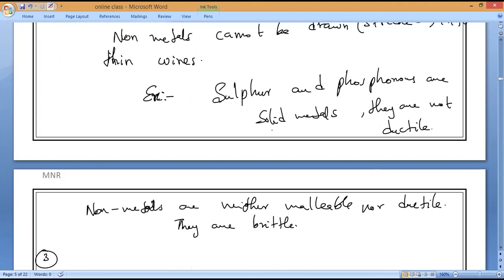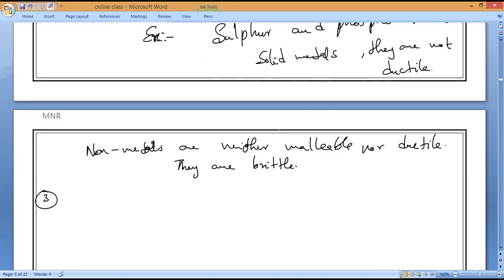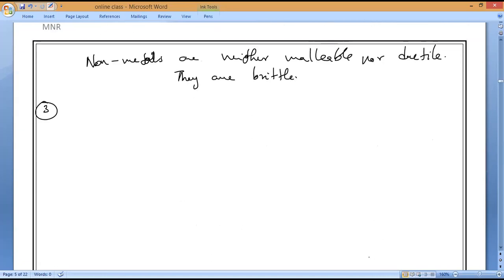So, the third property, can you guess it? Anybody? What is the third property? Like metals only, guys. Non-metals are bad conductors of heat and electricity. Right. But an exception will be coming here.